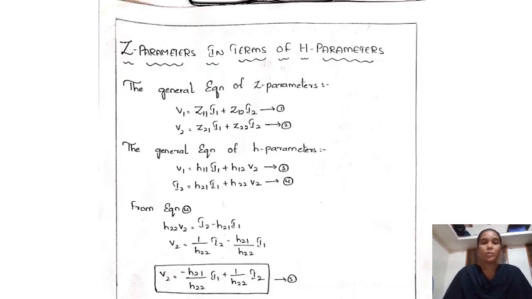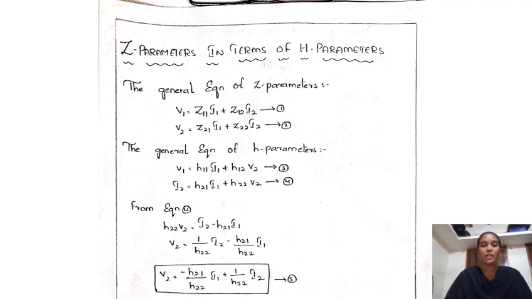So now I'm going to share with you the derivation of Z parameters in terms of H parameters. The general equation of Z parameters is V1 equals Z11 I1 plus Z12 I2, and V2 equals Z21 I1 plus Z22 I2. Now I'm taking these two equations as 1 and 2. The general equation of H parameters is V1 equals H11 I1 plus H12 V2, and I2 equals H21 I1 plus H22 V2. Now I'm naming these two equations as 3 and 4.